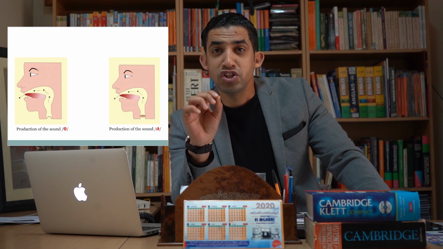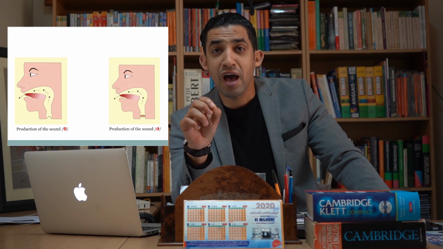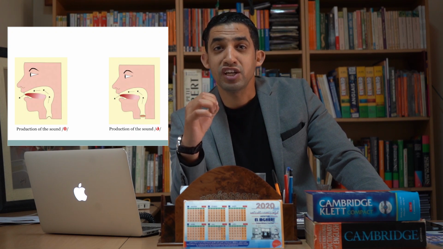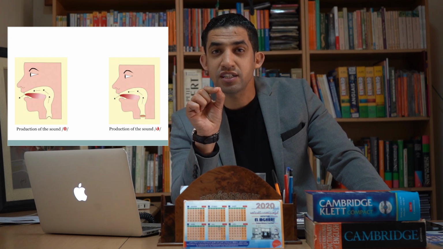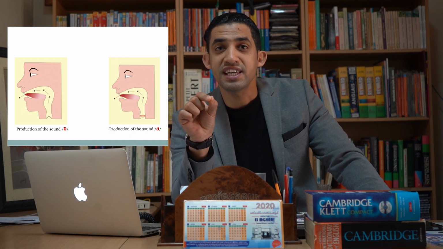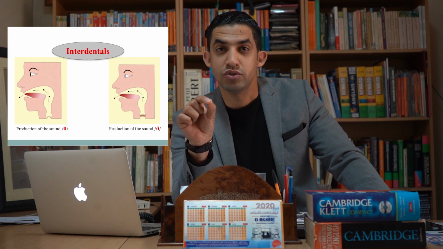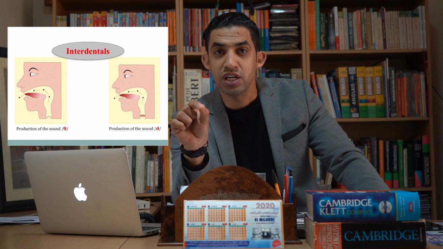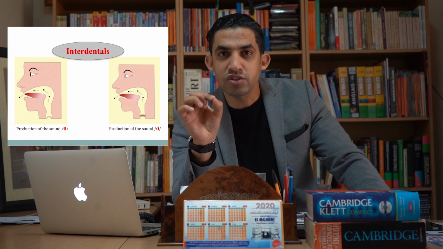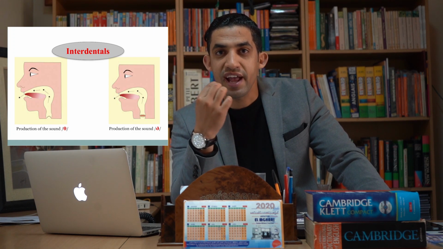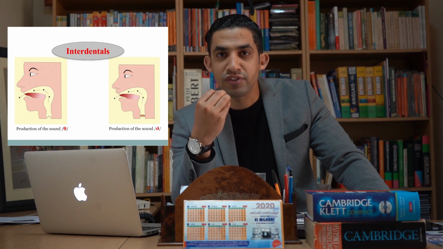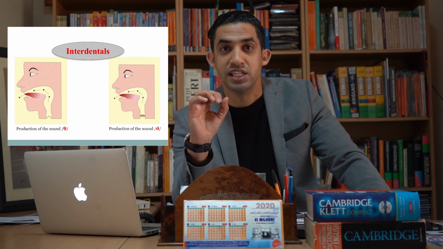In fact, in the production of these sounds, what happens is this. The air is actually modified by inserting the tip of the tongue between the teeth. That's why we call them interdentals. So the third place of articulation is called interdentals. Interdentals are two sounds, th and th. These sounds are produced by inserting the tip of the tongue between the teeth.